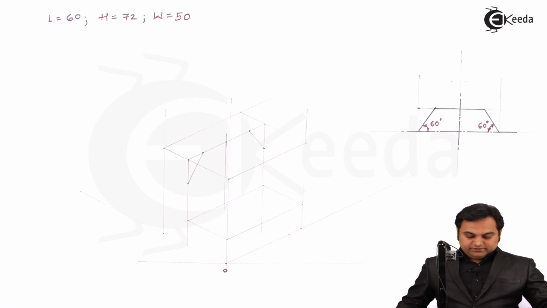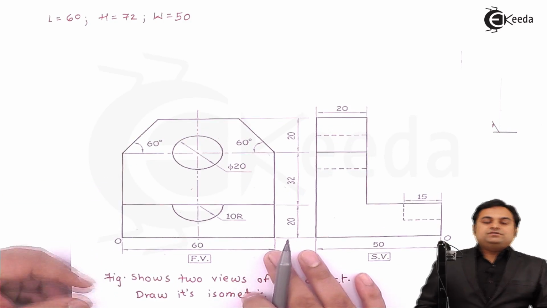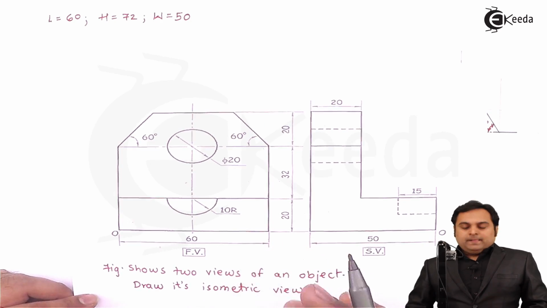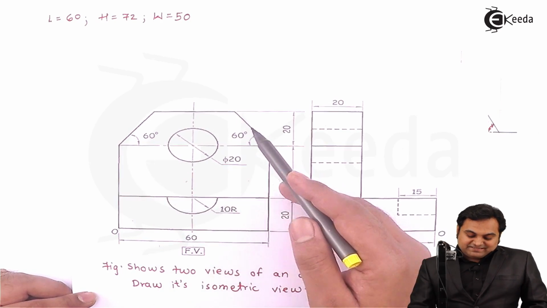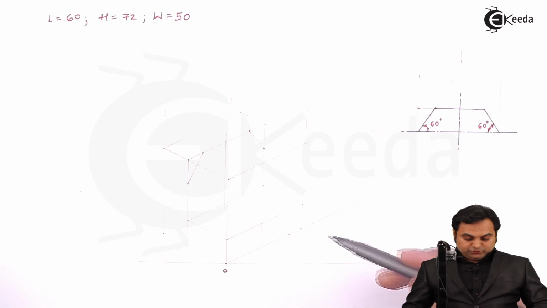Next, here I am getting this surface, and in case of isometric projections the surfaces are 3D, that is 3-dimensional. So once I have got the surface as a 2D figure, it is having a width of 20 mm. So that width I am going to project back.